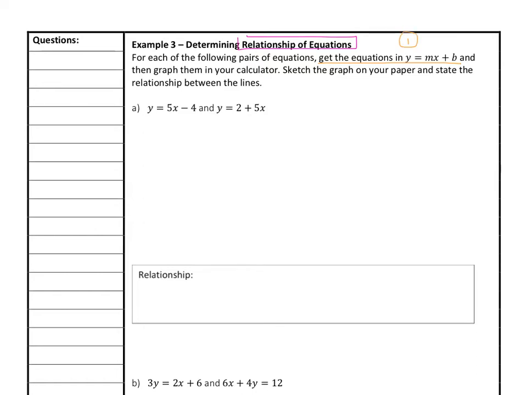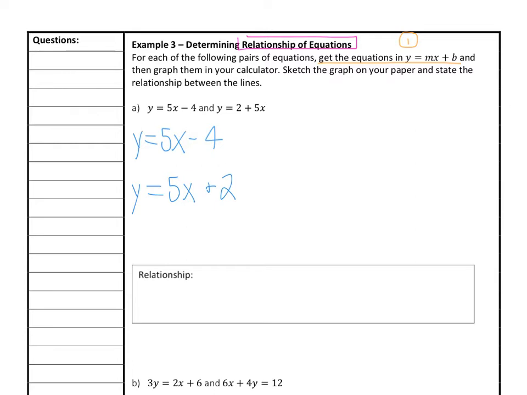So looking at our equations that we have here, first equation, y equals 5x minus 4. Well, that equation's already in y equals mx plus b, so that saves us a step. I'm just going to rewrite it so it's a little bit bigger. If I look at my second equation, y equals 2 plus 5x, that's also in y equals mx plus b because y is alone, but I'm just going to rewrite it so that way the slope comes first, so the 5x, and then I have the plus 2. All right, so both of those are in y equals form.